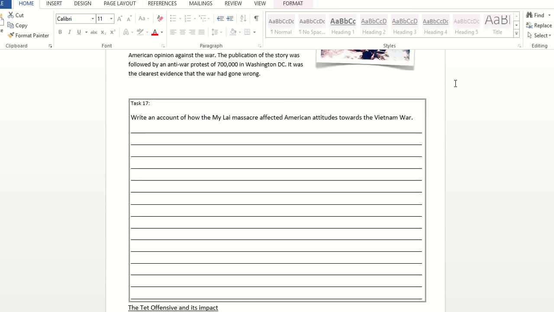Have a go at task 17. Try and include as many specific details as you can.